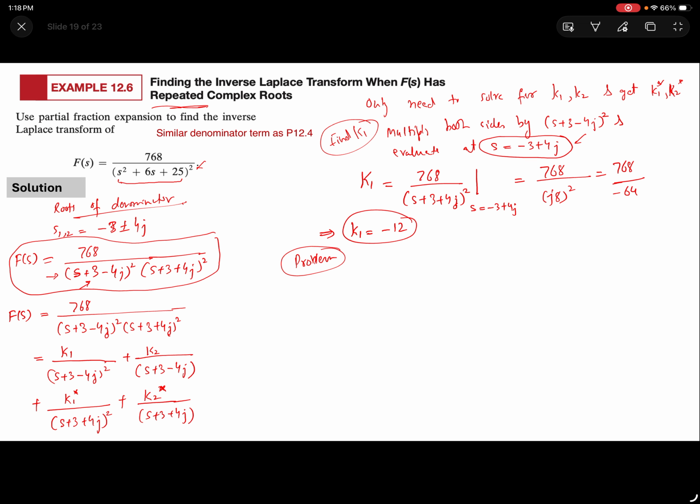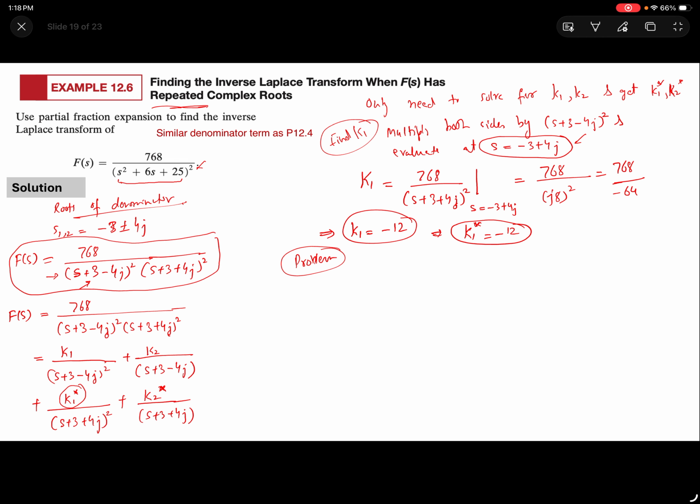Now, if I find k1, I know that my k1 prime is a conjugate of this. So what should be the value? The value should be exactly the same, because k1 is not a complex number. So k1 and k1 prime should come out to be exactly the same. Okay, and because k1 only has a real value and not an imaginary component, I want to find k2.